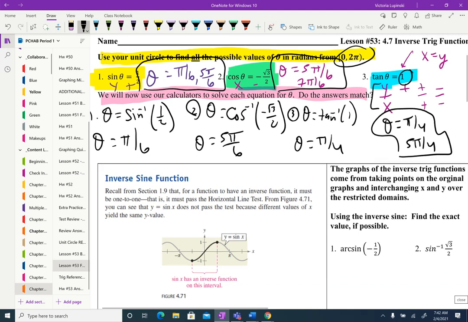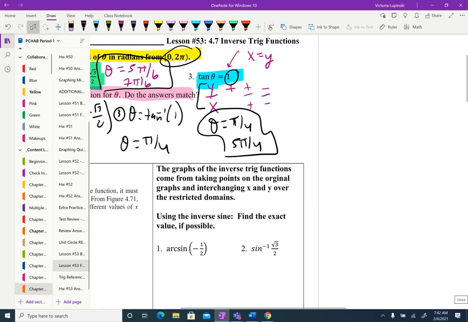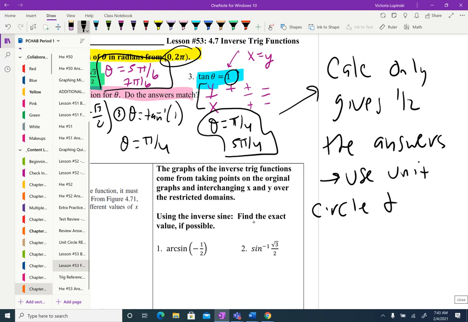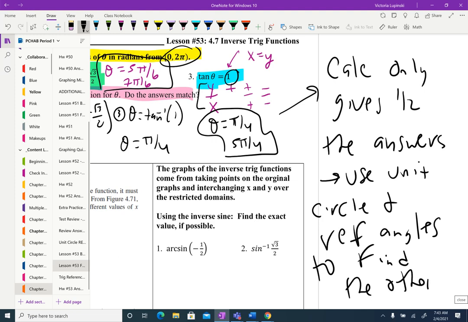So I'm running out of room a little bit, so I'm just going to write it over here on the side. So basically for number 2, the calculator only gives half the answers. You would have to use the unit circle and reference angles to find the others.